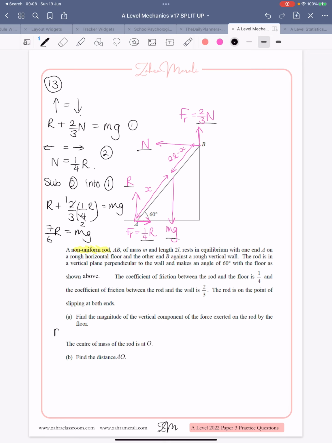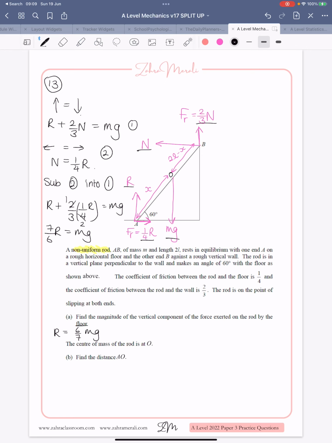So R equals 6/7 mg. And that's going to be the vertical component at the floor. So we're done there. Now we want to find the distance AO. So they've called this point O. I've labelled that distance X, and like we said, we're just going to follow those steps.